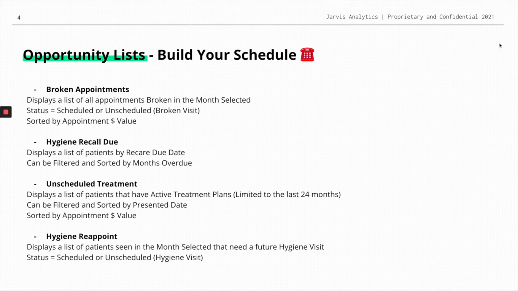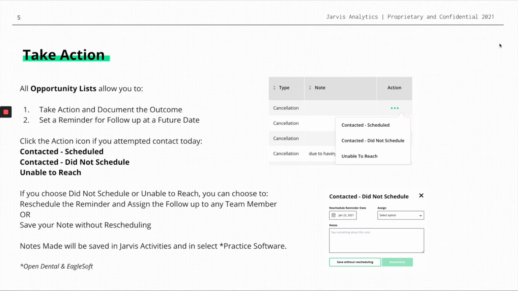Hygiene Reappoint displays a list of patients seen in the month selected that need a future hygiene visit. Again, here you'll want to sort to those unscheduled patients and identify which patients need to be scheduled for a future hygiene visit. All opportunity lists allow you to take action.